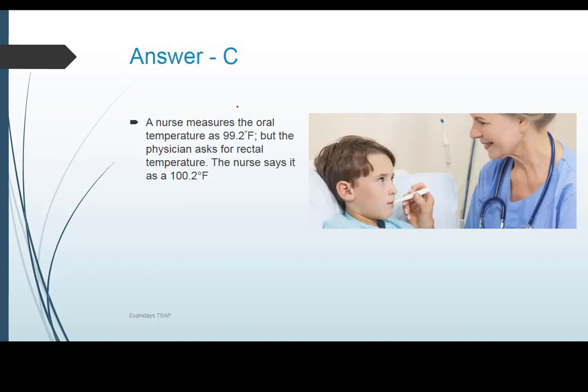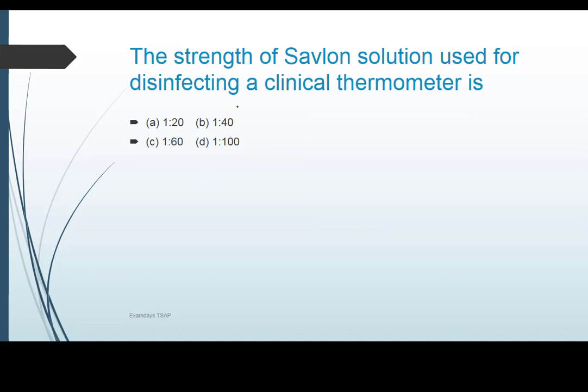This is the exact answer, where we have to add one more point. Moving on to the next question. The strength of Savlon solution used for disinfecting a clinical thermometer is: A, 1:20; B, 1:40; C, 1:60; D, 1:100. The Savlon solution used for disinfecting a clinical thermometer is always 1:20.